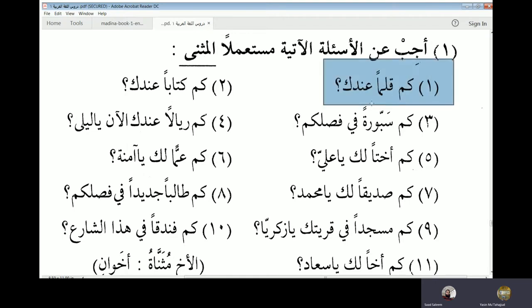Kam qalaman indaka? How many pens do you have? How many pens do you have? Yes, how many pens do you have? Answer?